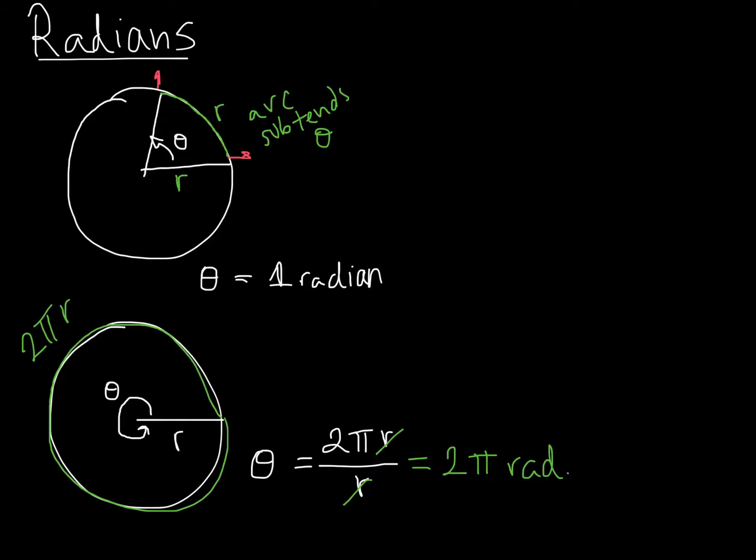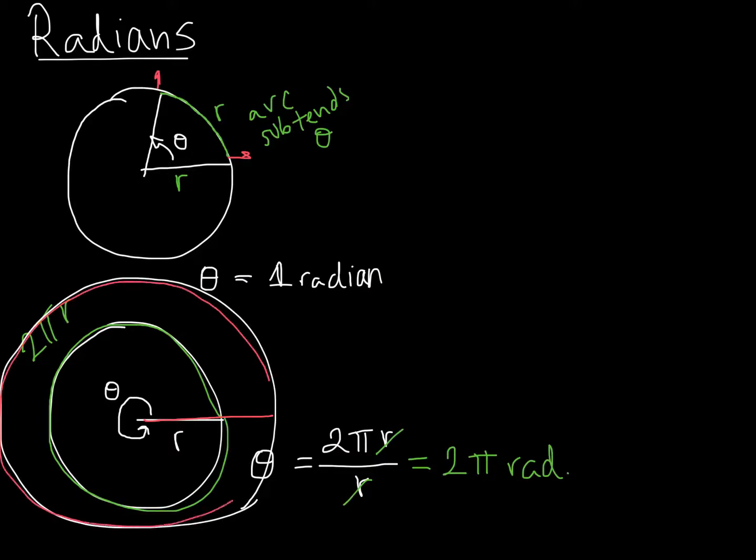What we notice, if we look at both of these examples, is that it doesn't matter what the radius is. If I had a much bigger circle, it would not matter what the radius was, because I'm only comparing the circumference and the radius. If I make the circle bigger, the radius gets bigger, but so does the circumference, and so I'll still be left with 2 pi. This is interesting and important to note: 2 pi is exactly 360 degrees.